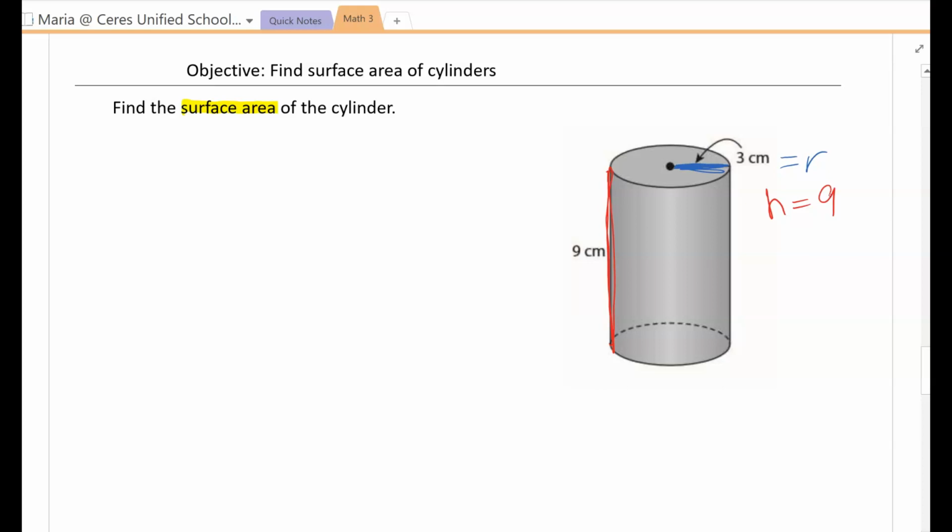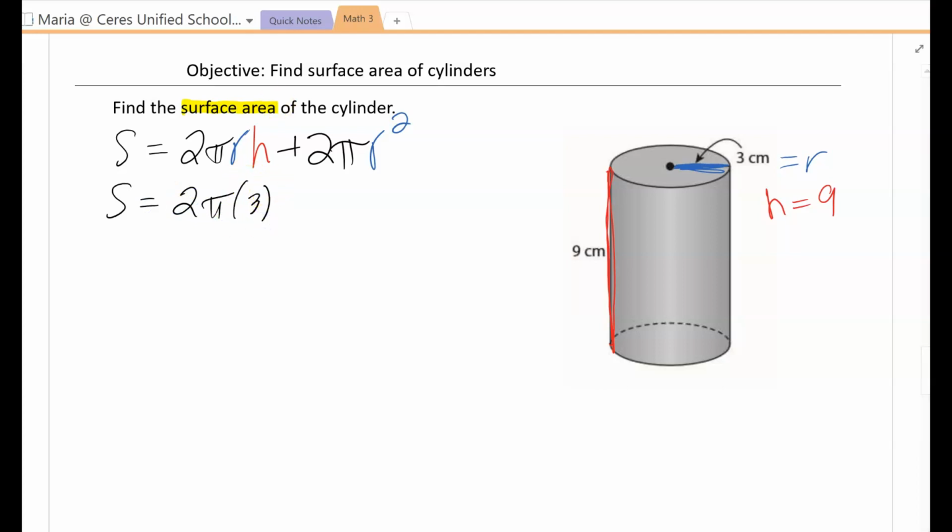And then again, my formula for surface area is S is equal to 2 pi RH plus 2 pi R squared. And then you just go plug everything in and use your calculator. So this is S is equal to 2 pi. Radius is 3. Sorry, I forgot to change color.